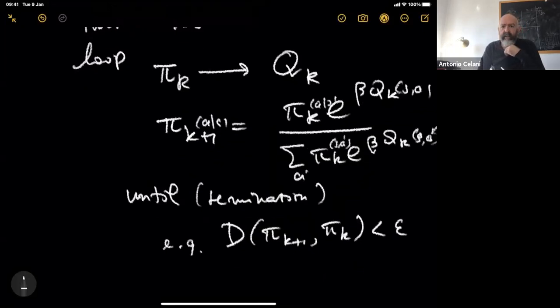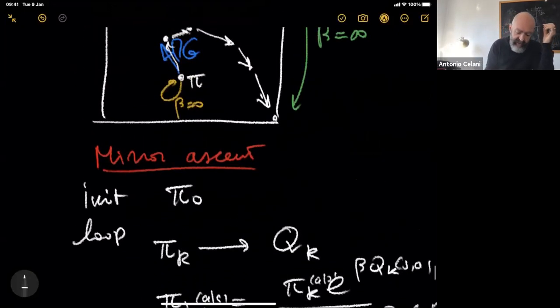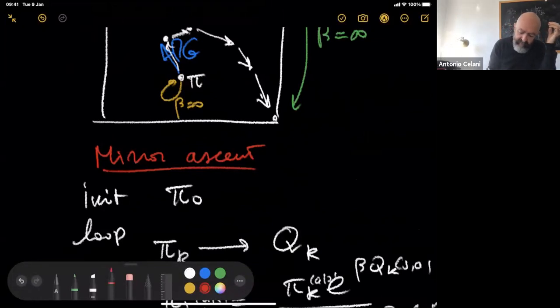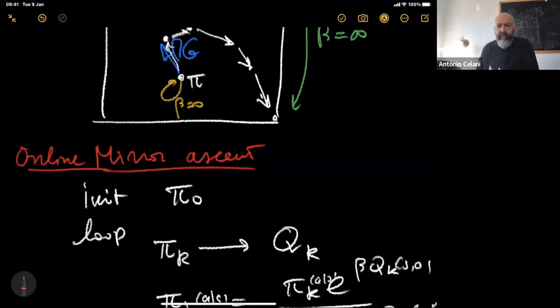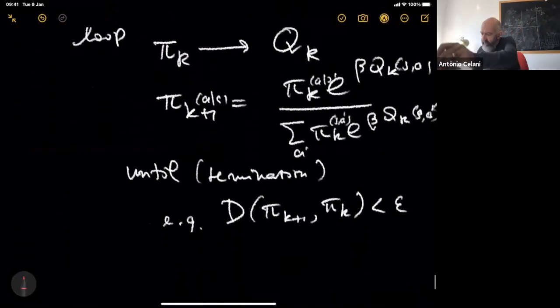Okay. So this is actually an instantiation of a much broader class of algorithms, which are online mirror ascent, or mirror descent if you want to minimize, which are of enormous importance in convex optimization theory, and find an application in this context. Okay. I think I said more or less everything I want to say about this.